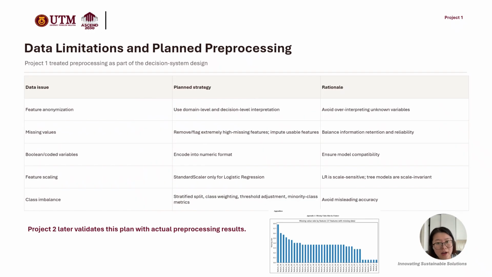Project 1 planned 5 preprocessing steps: remove extremely high-missing features. For the rest, use a missing indicator plus median imputation. Encode the Boolean columns to 0 and 1, apply the standard scaler only to logistic regression, and use class weighting to handle the 2.89% imbalance. Project 2 validates all of this with actual results.